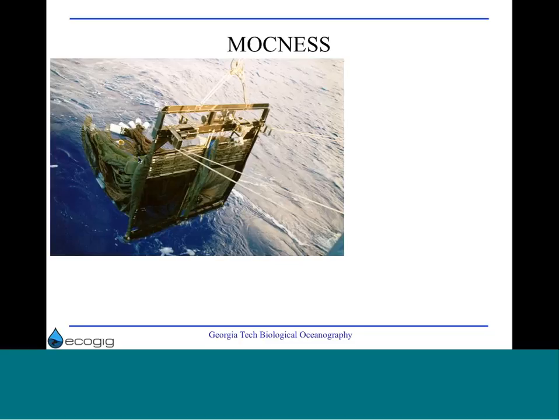It stands for the Multiple Opening and Closing Net and Environmental Sampling System, and it's basically a trawl system in which there are multiple nets within a single frame. This particular MOCNESS I'm showing you is a double MOCNESS. We often use single MOCNESS systems in which there's just a single frame with a series of bars suspended in that frame. Between each pair of bars is the mouth of a rectangular net. On the frame itself is a set of sensor packages.